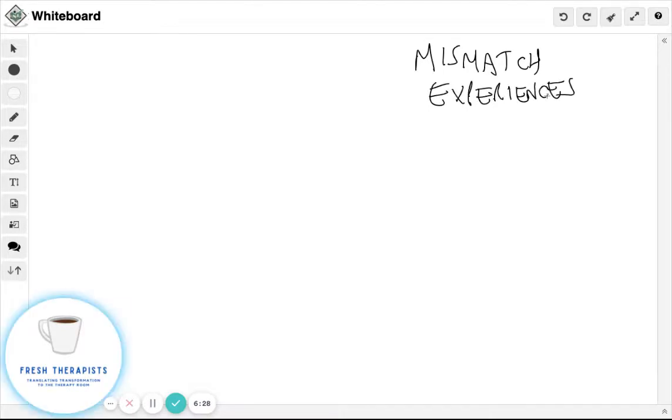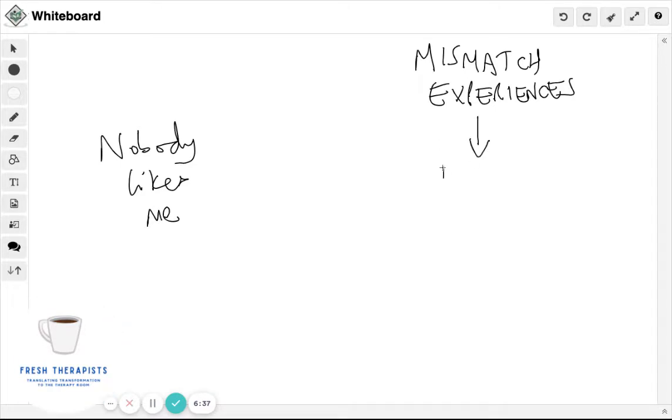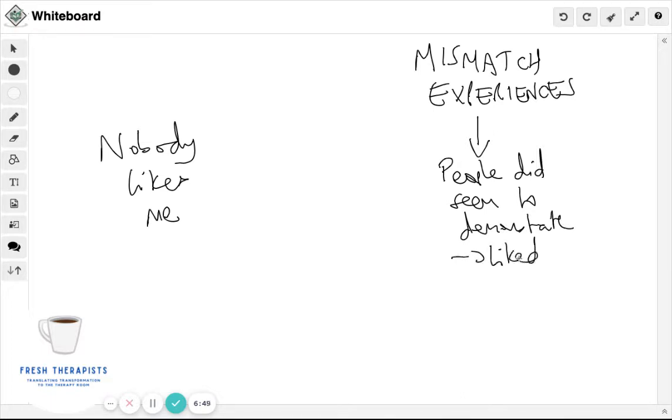And so if the old story is nobody likes me, and that's impacting their life, then you have these alternative stories where people did seem to demonstrate that they like them. And then once you've got this mismatch stuff, of course, you can then start generating these juxtapositions that we talked about before that lead to memory reconsolidation.